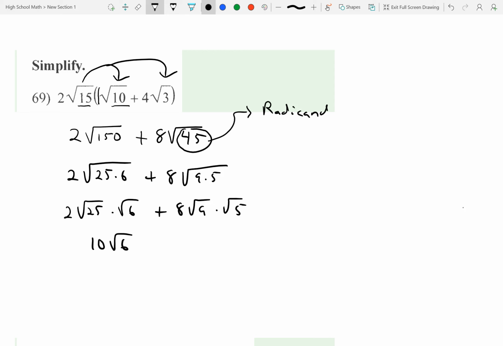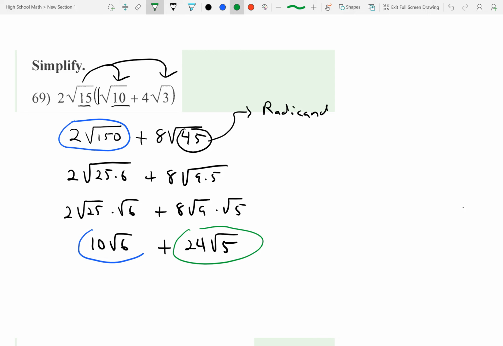Use your calculator and you will see that 10 square root of 6 is equivalent to 2 times the square root of 150. Plus square root of 9 is 3, so 8 times 3, 24 square roots of 5. And that's as good as we can do. Also you could use your calculator and see that 24 square roots of 5 is equivalent to 8 square roots of 45. If you summed these two, you would see it is the same as that initial statement.